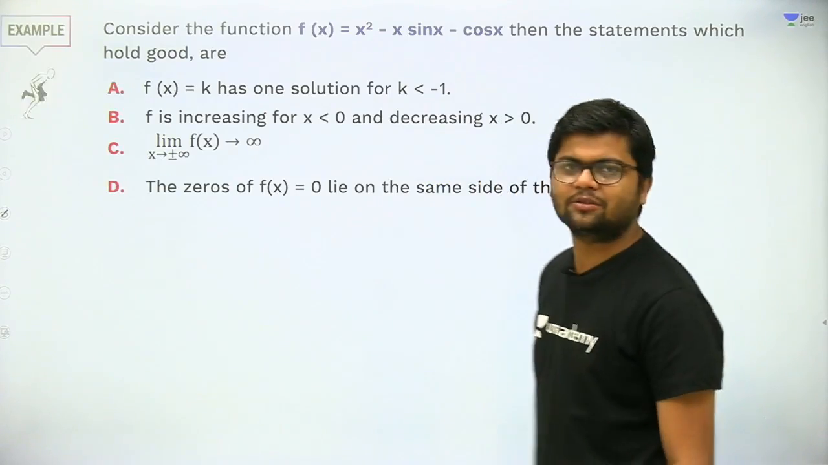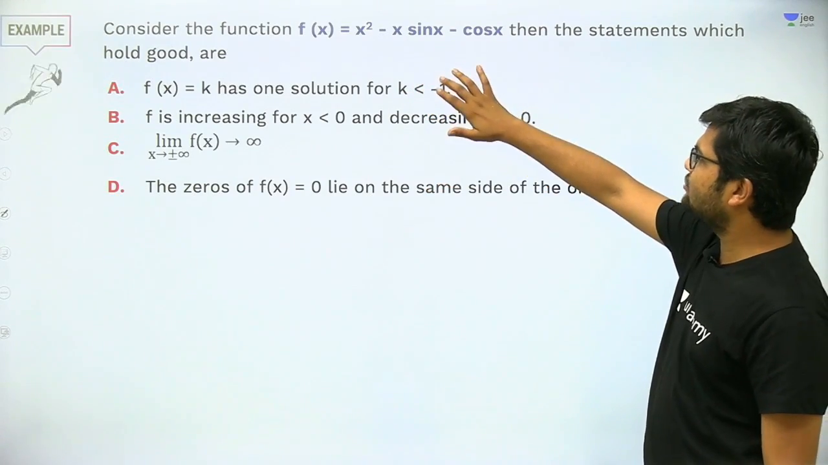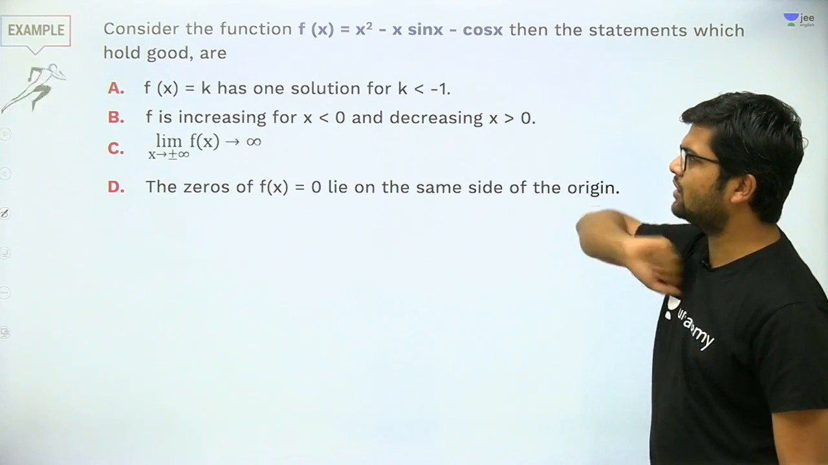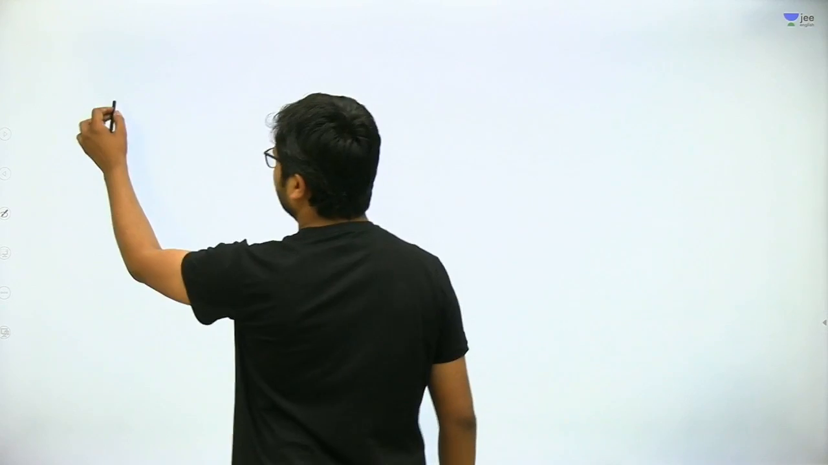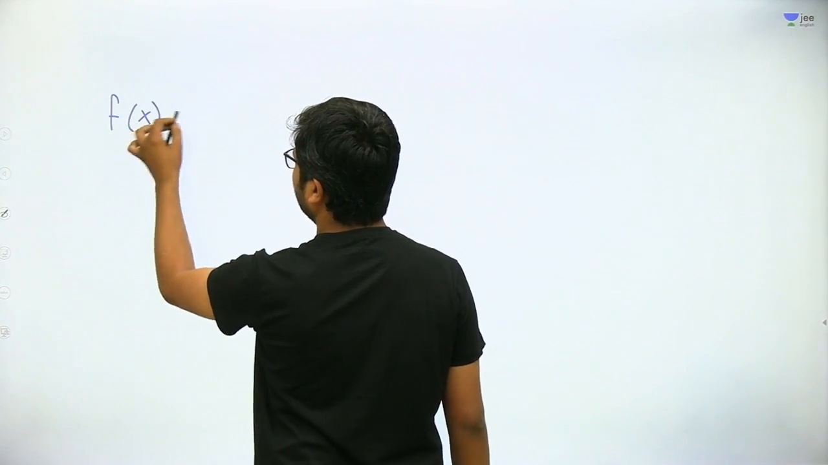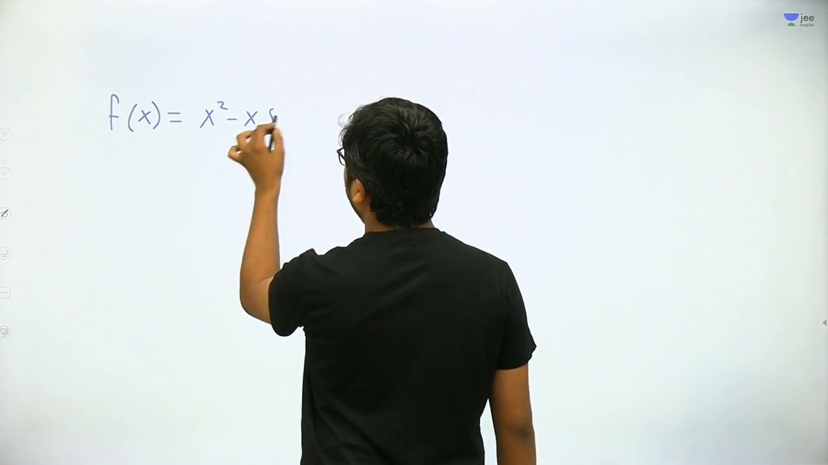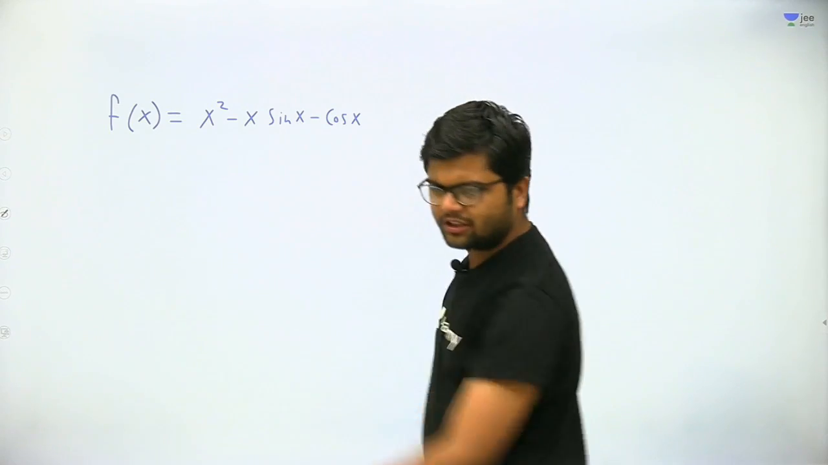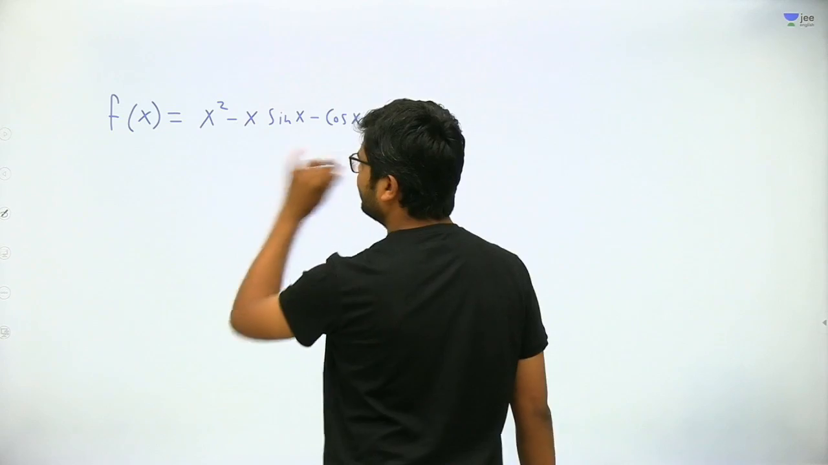Very good. Next question. Consider the function f(x) is equal to x square minus x sin x minus cos x. Then the statements which hold good are. These are the options. So I am considering this function. f(x) is given to me as x square minus x sin x minus cos x. Very simple function. f(x) is equal to this. Now just apply the derivative.